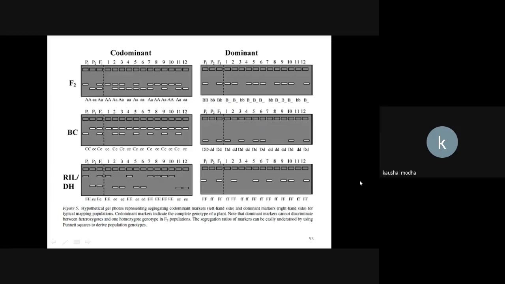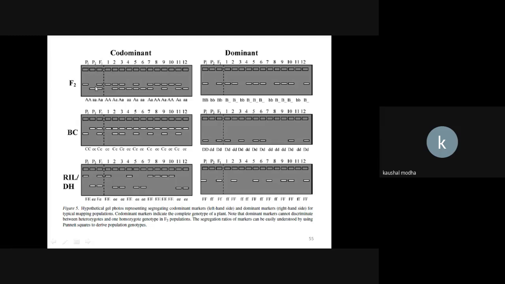When you genotype the individuals of the mapping population, I have kept this slide so we can have an idea of what we are doing by genotyping. If the marker is codominant, and these are the two parents, for that marker we'll have two alleles, capital A and small a. Parent 1 is homozygous for this allele.